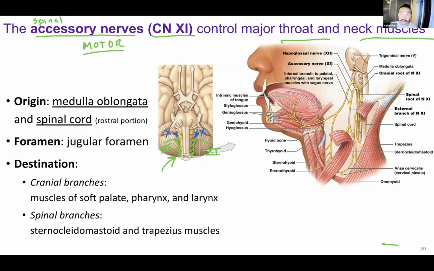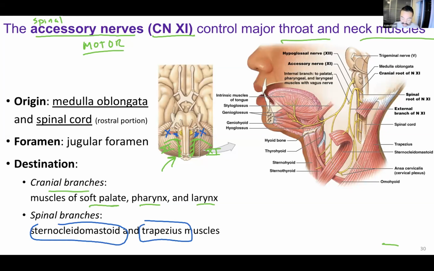It goes through the jugular foramen, just like those other two, just like glossopharyngeal and the vagus nerve goes through the jugular foramen and the jugular vein. If we're going from the cranial portion, it can either go to the muscles of the soft palate, so helping with swallowing, pharynx and larynx. So you can see there's a little bit of overlap here too. Glossopharyngeal and vagus also innervated muscles of the throat. And then we can also control the sternocleidomastoid and the trapezius muscles, because those are muscles of the neck.